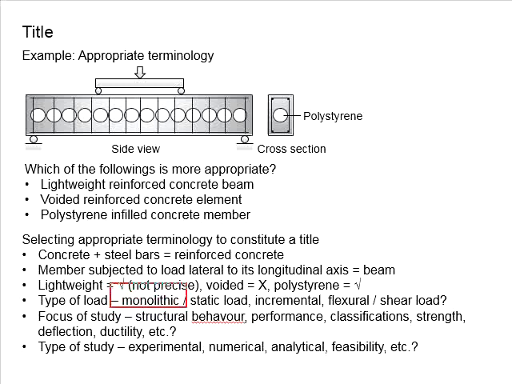The term monolithic here is not appropriate to describe a load. Monolithic actually refers to a monolithic member which is cast in one piece. The proper term will be monotonic. You may use the term monotonic or static load interchangeably. Sometimes you see some papers use the term monotonic, while sometimes you see static load.